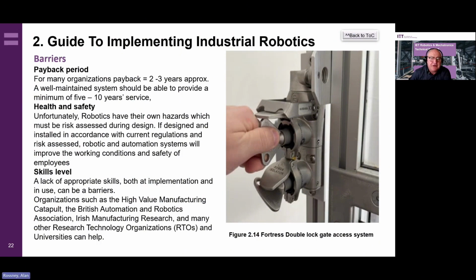Sometimes a lack of appropriate skills, both at the implementation and in the use of robots, can cause barriers to the success of the robotic system. Sometimes these skills aren't easily gained, but organizations such as the High Value Manufacturing Catapult, the British Automation and Robotics Association, the Irish Manufacturing Research, and many other research technology organizations and universities are trying to address this by offering courses that embed the appropriate skills into an organization. So I think, for instance, Robot Studio, I know that's being taught in Coventry. That's something that ABB use. That's very useful.